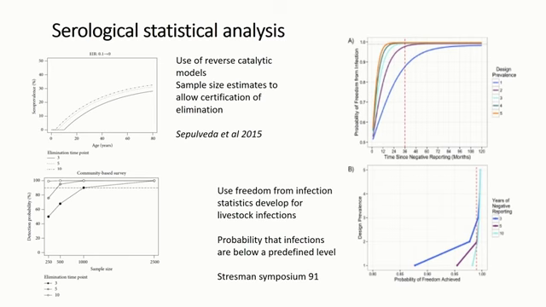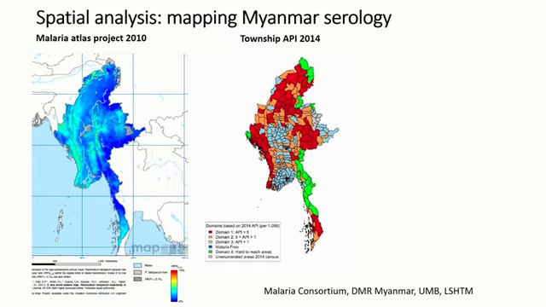Finally, one of the main things we can do with the serological approach, simply because you do get many more seropositives, is develop a mapping approach. This is some recent, definitely hot off the press data from Myanmar, the recent survey conducted by Malaria Consortium, DMR, in Myanmar. This is the original Malaria Atlas Project map, which is not particularly informative, primarily based on the lack of information going into it.